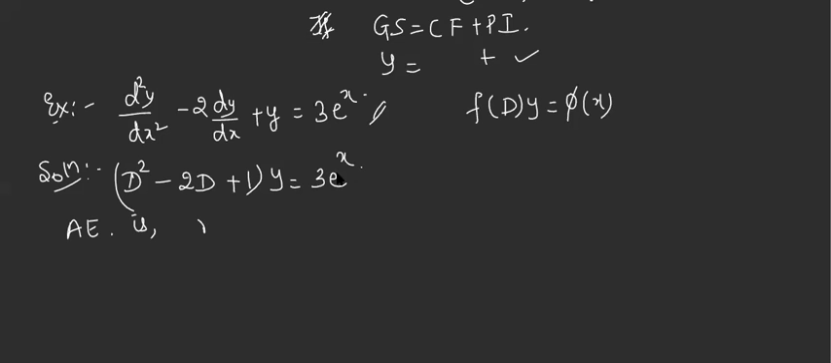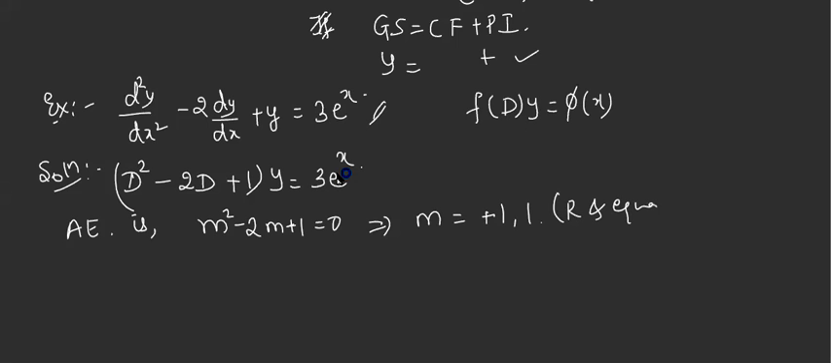M square minus 2m plus 1. Why, did the others forget the procedure? Isn't it that you should replace your D by m and equate it to 0? If you don't want to, you take this bracket only and equate it to 0. No problem. Tell me what are the roots? 1 and 1. Yes. So which case? Real and equal.